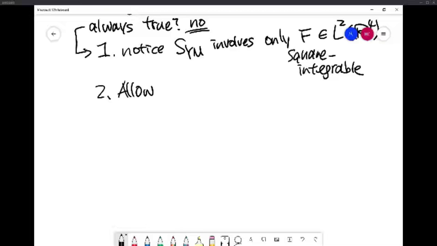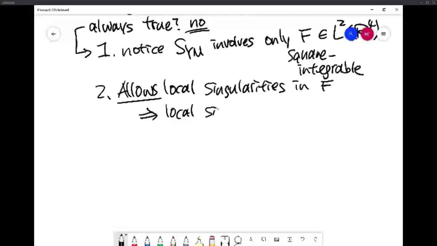So there's this distinction between integration and differentiation: integration is global and differentiation is local. So we allow local singularities in F, hence also local singularities in A, the gauge field. What that means is that we can have a single point in space in which your potential, your four potential, the connection, is not defined, but your field strength tensor just doesn't care about it.